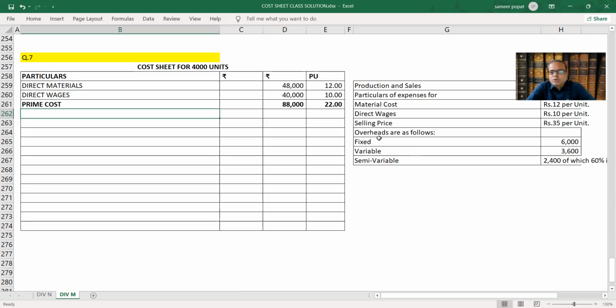So what presentation we are going to use here: instead of writing overheads one by one, first factory, then office, then selling and distribution, we'll directly write overhead here because breakup is not available. So simply add overheads. That will take care of every type of overhead, whether it is factory, office, or selling and distribution. Now let us take the expenses. First one is fixed.